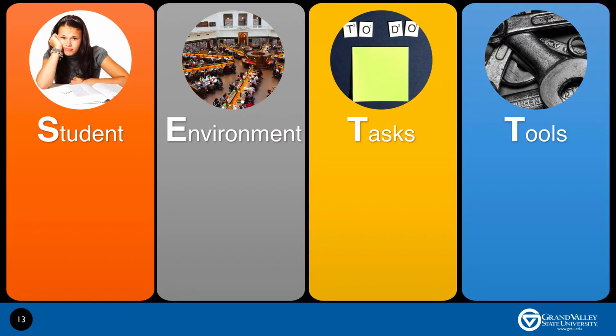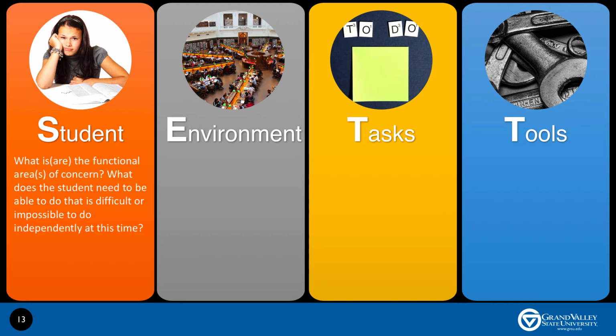SET framework. When it comes to students, the question that is of paramount importance is what are the functional areas of concern? What does the student need to be able to do that is difficult or impossible to do independently at this time? This will include any special needs, current abilities, expectations, and concerns, and interests and preferences of the students.